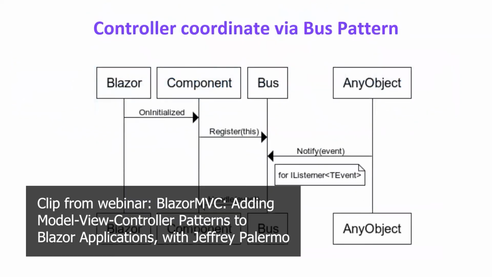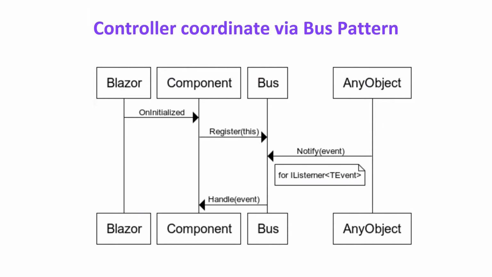Okay, so we'll get to a code demo really quick here, but I just wanted to cover one more sequence here with the controller. So Blazor has OnInitialized and some other events. And so what we're going to couple controllers with is an application-wide bus pattern.